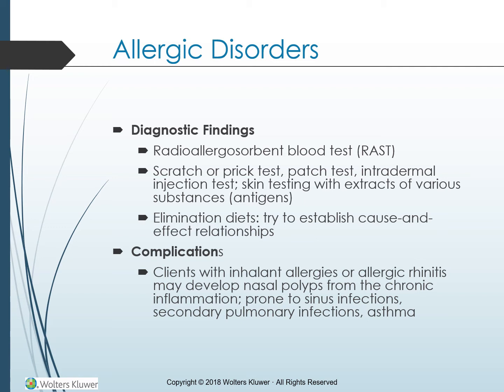Complications. Clients with inhalant allergies such as seasonal or allergic rhinitis, also known as hay fever, may develop nasal polyps from the chronic inflammation. They are prone to sinus infections related to chronic nasal congestion. Secondary pulmonary infections such as bronchitis also occur. Asthma develops in some clients. The most severe complications among persons with allergies, regardless of the type, are anaphylactic shock and angioneurotic edema, which can be lethal without immediate medical intervention.